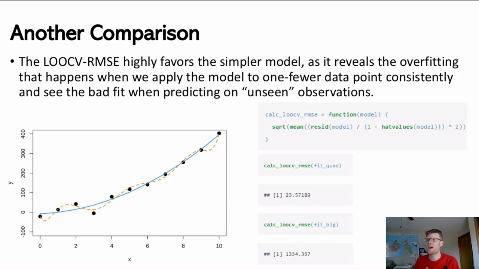And sure enough, even though we already saw that the RMSE of the simpler model was a lot higher than that of the complex model, when we find the leave one out cross-validation RMSE, we see quite the opposite now, where actually the leave one out RMSE of the complex model is much, much higher than that of the simpler model, suggesting that it's actually the simpler model that has the stronger predictive power moving forward onto new data.